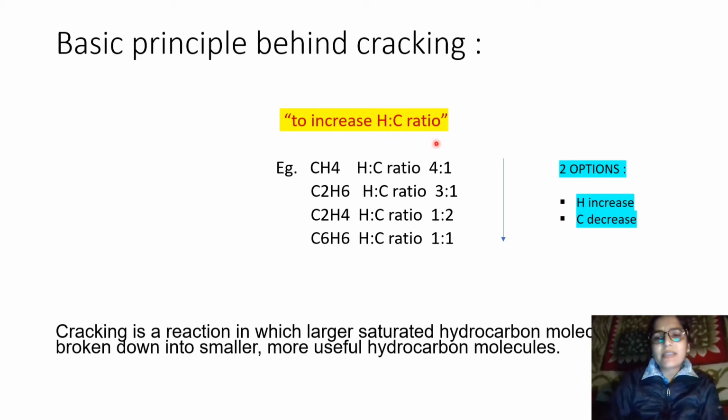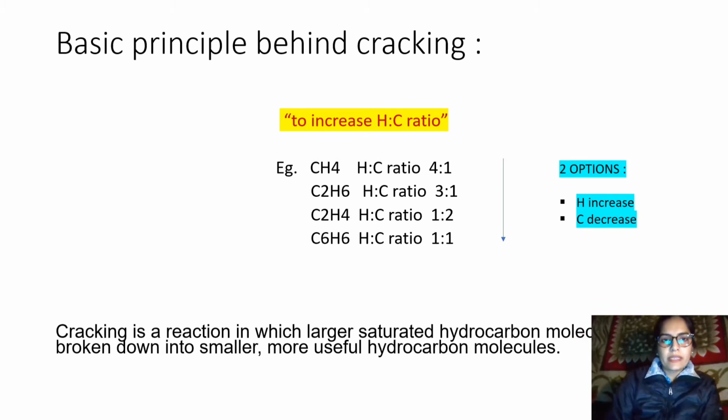How can this be achieved? This can be achieved by two means: either you increase hydrogen or you decrease carbon. So simple. This is the basic principle behind cracking. And cracking, as I already told you, is a reaction in which higher saturated hydrocarbon molecules are broken down into smaller or more useful hydrocarbon molecules.